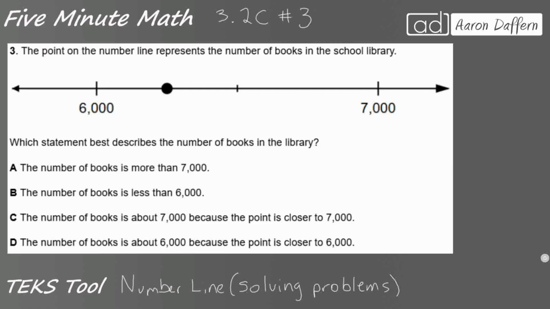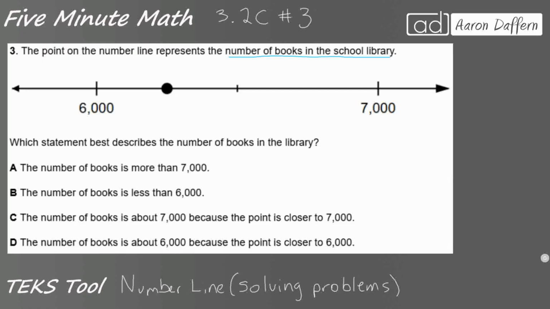So we have a point on a number line. It's not necessarily named for us, but you see it's right there between 6,000 and 7,000, and it represents the number of books in the school library. Now, the reason we do this is because we are going to describe this number, and if we look at our choices here, is it more or less than 6,000? Is it more or less than 7,000?